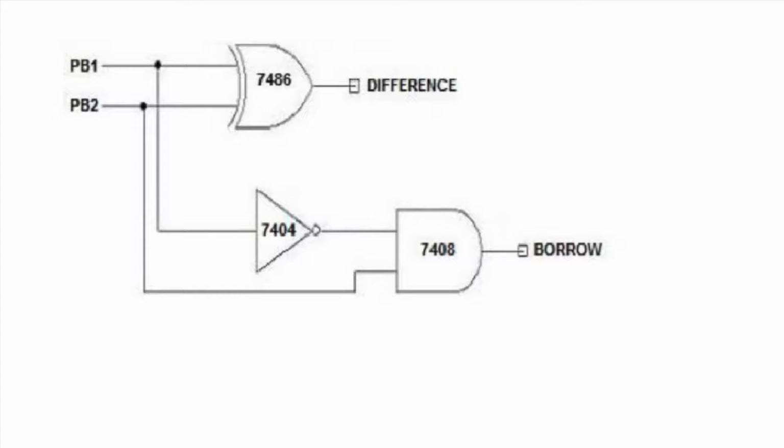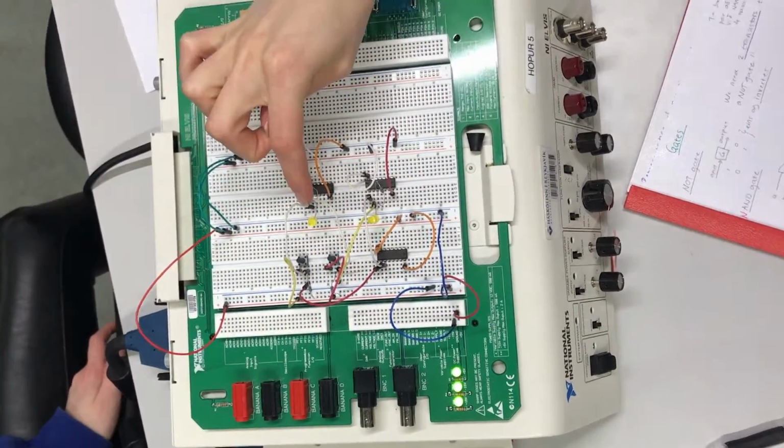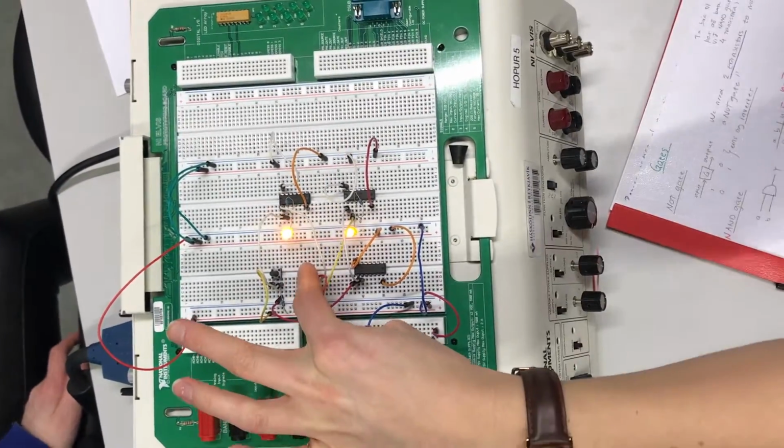Next, we built a half subtractor. The half subtractor takes in two binary digits and returns difference and borrow. We built the circuit. Same parts were used as for the half adder, but we added a NOT IC.